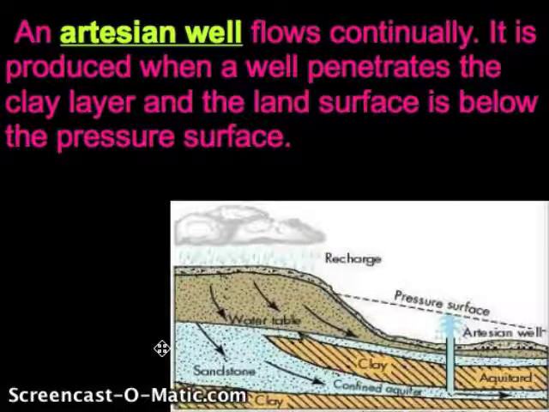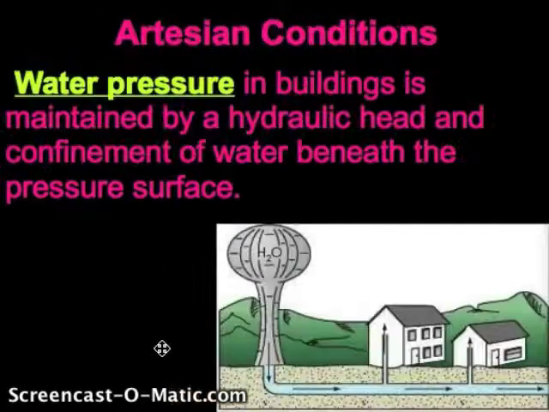Now, an artesian well flows continually. Well, let me put it this way. It typically flows continually. Last summer, and there have been some other times in Rock Springs, where we don't have enough water, the artesian well is not flowing anymore. So typically it flows continually. It is produced when a well penetrates the clay layer and the land surface is below the pressure surface. So that pressure forces the water up, and you can see that here in the picture.